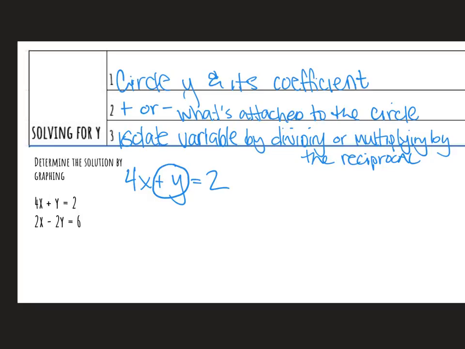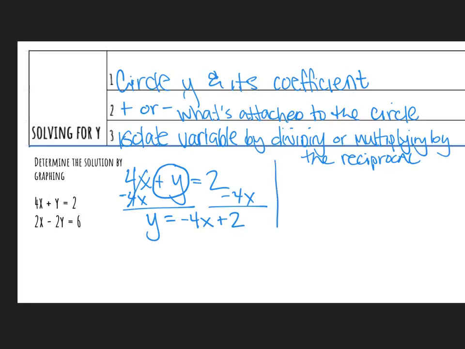I need to get rid of what's attached to my circle. Attached to my circle is a positive 4x. I'm going to do the opposite by subtracting 4x on both sides. I let it hang off because I can't subtract an x from something that doesn't have an x. So these are gone. I bring down my y. I'm going to write this in the correct order. So the negative 4x comes first. That 2 is positive, so I put a plus in front of the 2. And now I'm done. The y is solved for.